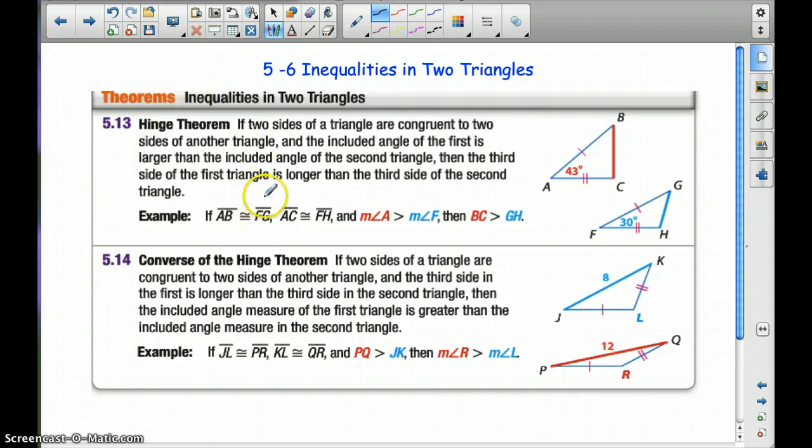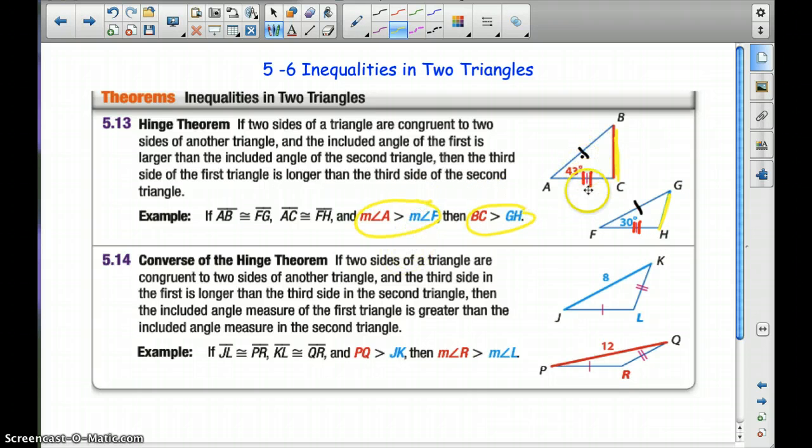Okay, so what this is saying is that if you have 2 congruent sides, so we have AB is congruent to FG right here, and AC is congruent to FH. So we have 2 congruent sides, and it's saying that if this angle A is bigger than angle F, then this side BC is going to be bigger than the opposite side GH. So that is what the Hinge theorem is telling us.